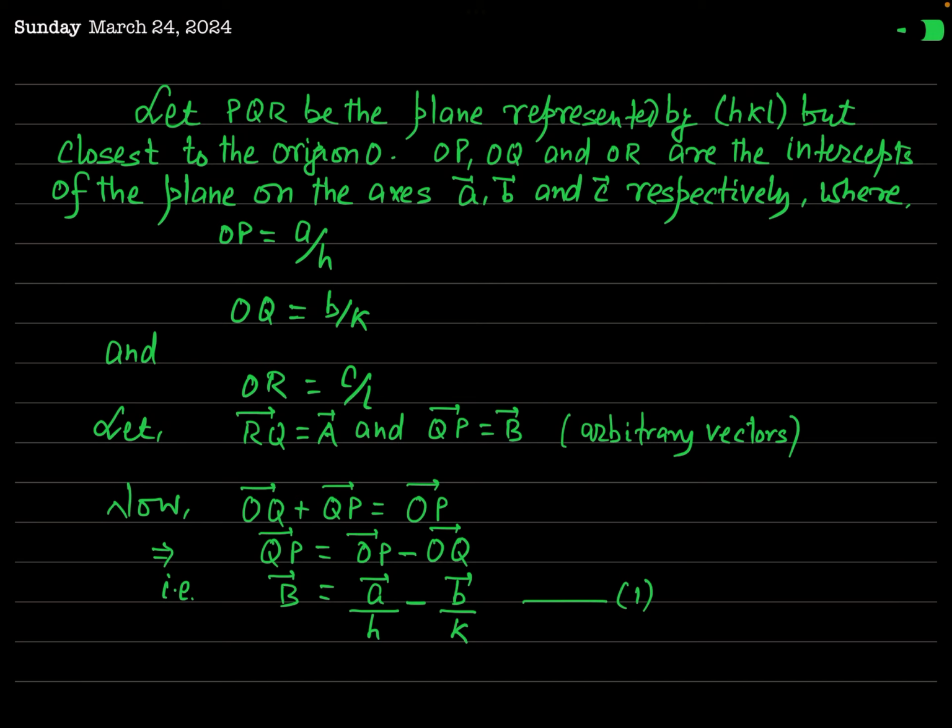You can see PQR is the plane represented by HKL, but closest to the origin O. OP, OQ and OR are the intercepts of the plane on the axes a, b and c respectively. So OP is a by h, OQ is b by k and OR is c by l. And arbitrarily we have considered RQ equal to vector A and QP equal to B.